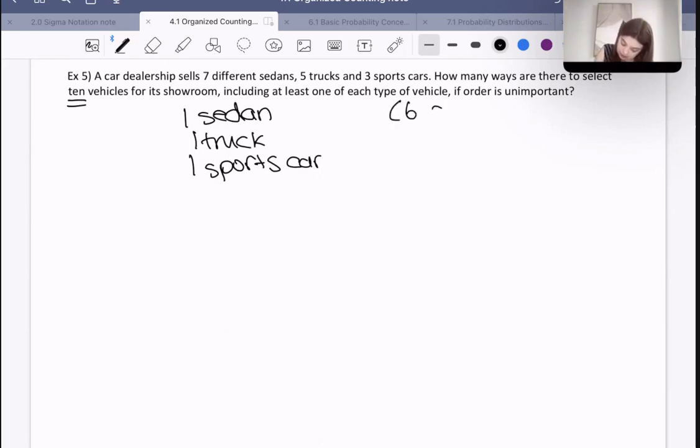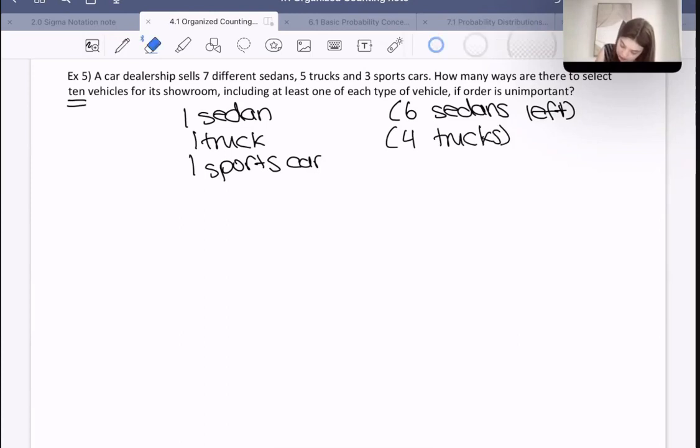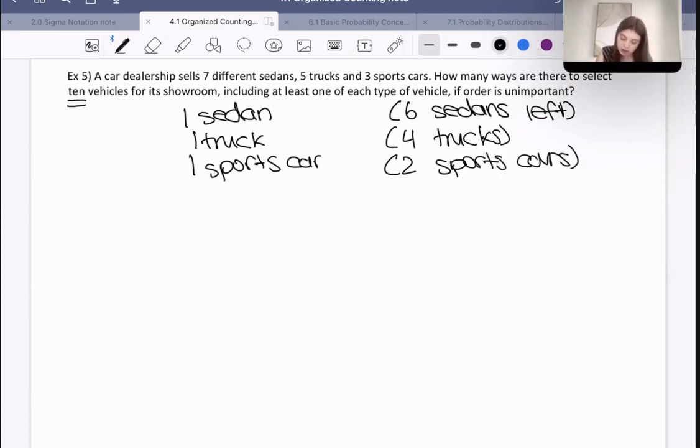That leaves us with 6 sedans left after we chose 1 already because we had to. It said that we must select at least 1 of each type of car, so we did that already. 1 truck was already selected, so there's 4 trucks left since we chose 1 already, and there's only 2 sports cars left. So at this point, we've actually already met the requirement, right? We want to know how many ways for the rest of the cars can we choose now that we already chose 1 of each.